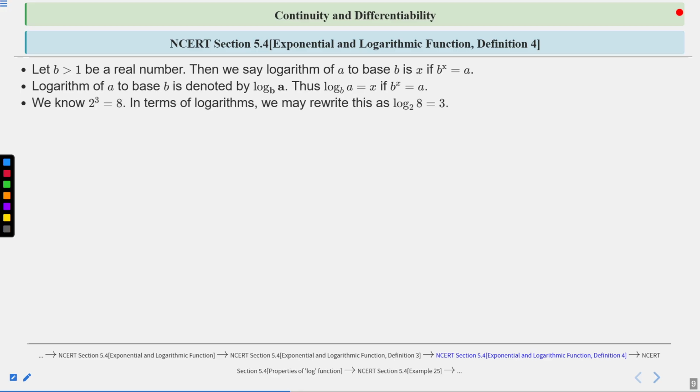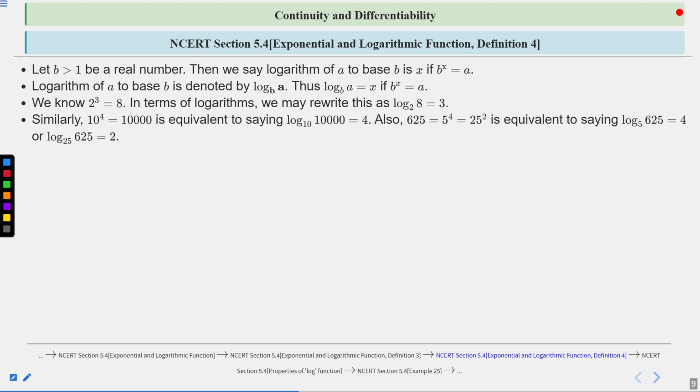We know 2 to the power 3 is equal to 8. In terms of logarithms, we may rewrite this as log_2 8 equal to 3. Similarly, 10 to the power 4 is equal to 10,000, which is equivalent to saying that log_10 10,000 is equal to 4. Also, 625 is equal to 5 to the power 4, which is 25 squared. This is equivalent to saying log_5 625 equal to 4, or log_25 625 equal to 2.